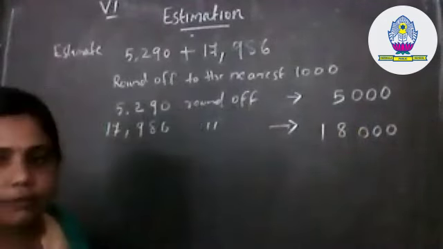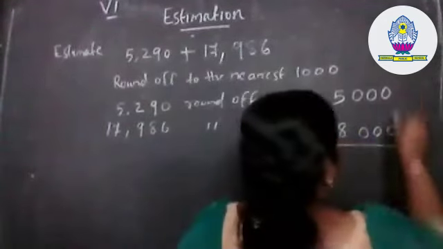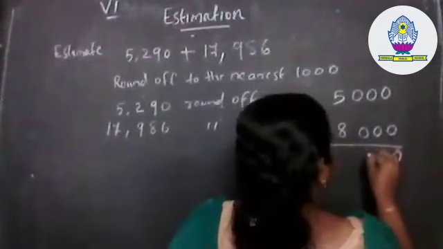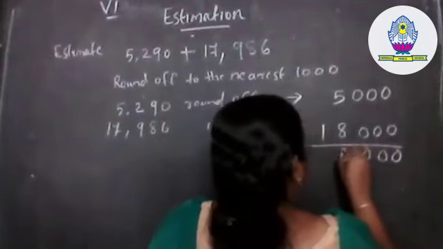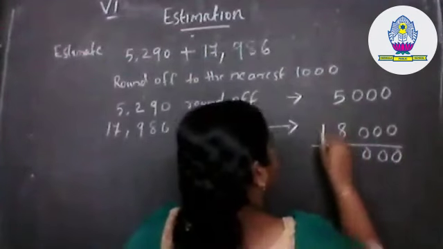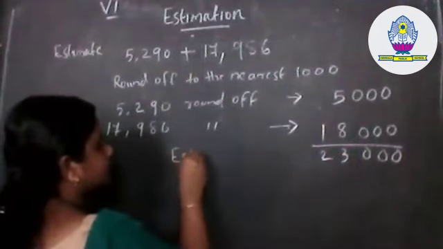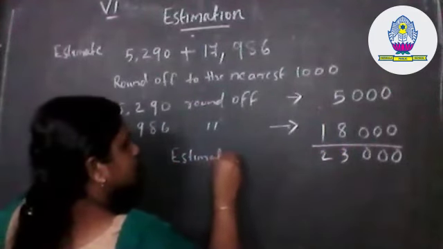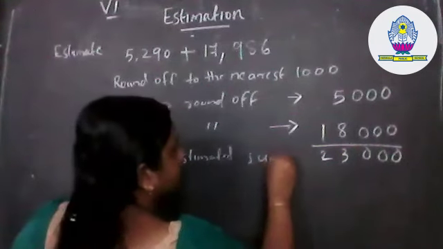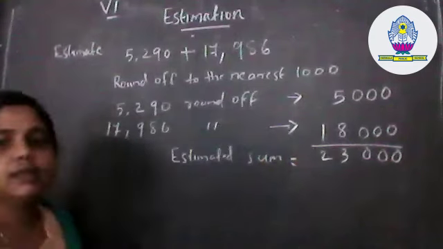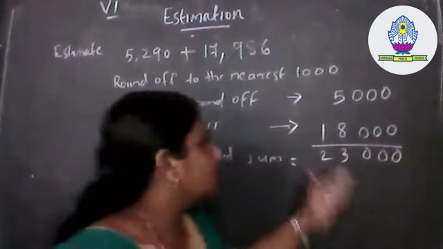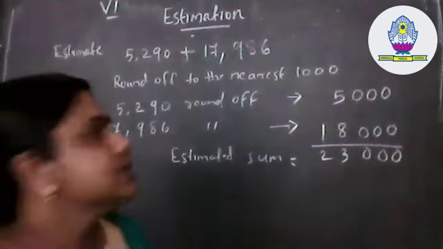Then we add the numbers 0, 0, 0, 13, then 1 plus 1. So our estimated sum is equal to 23,000. This 23,000 is our estimated sum.